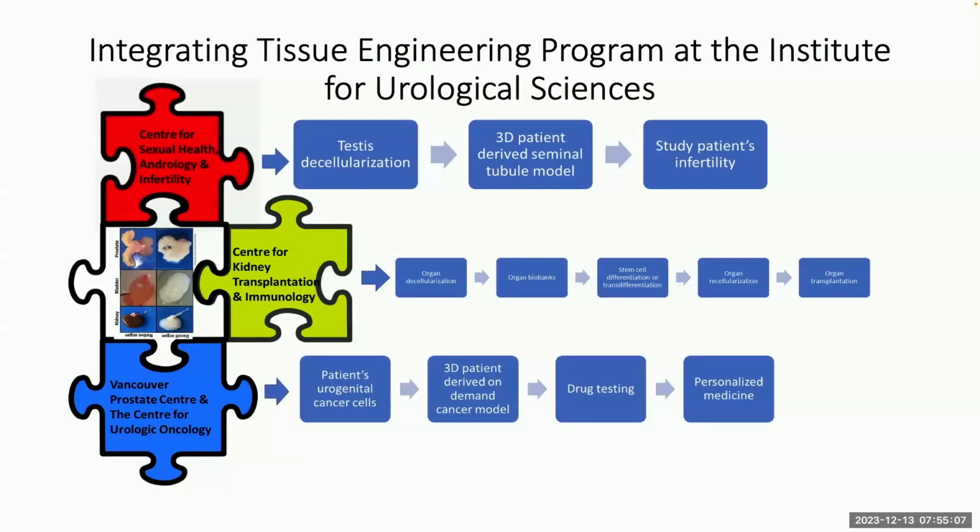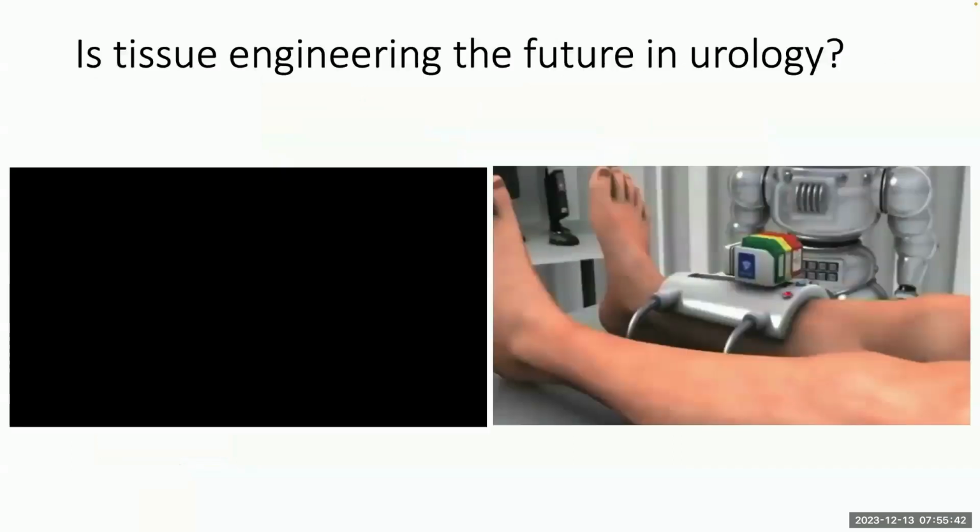So how does this fit into the plan of this Institute of Urological Science? I see a clear fit with three of the centers or departments being aligned here. One is sexual health, androgen, and infertility, where we already have a collaboration with Dr. Ryan Flanagan. Another is kidney transplantation and immunology, obviously, because my whole interest is to create tissues for transplantation. And also the prostate center, and the oncology part, creating 3D models.